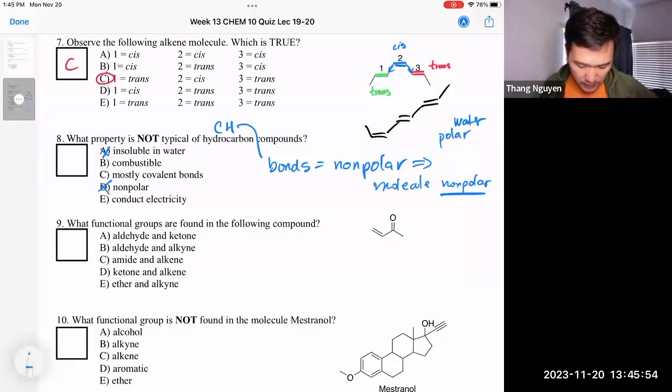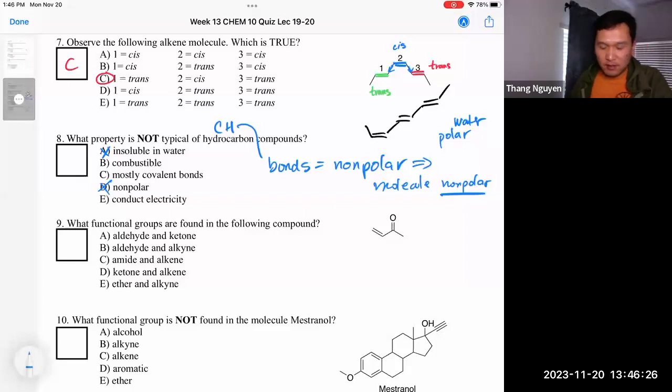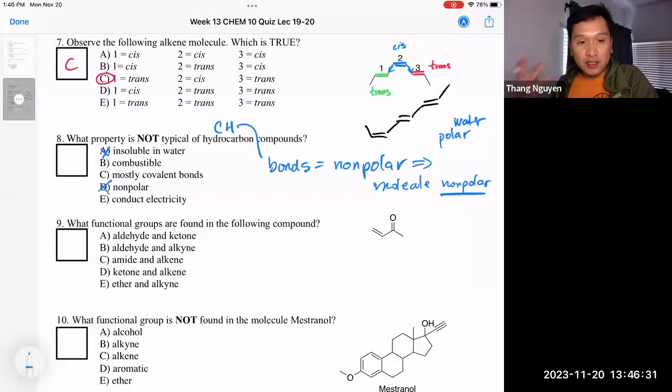Okay, let's go with B, C, and E. Oh, C, mostly covalent bonds. Oh, that's a tricky one. Mostly covalent bonds. What do you think? If you don't know, let's just continue with B and E. Are hydrocarbons combustible? What does combustible mean? They will react with oxygen in a combustion reaction, right? And actually, that is the definition of a combustion reaction. So yes, they are combustible, but that's not an answer. That's a fact.